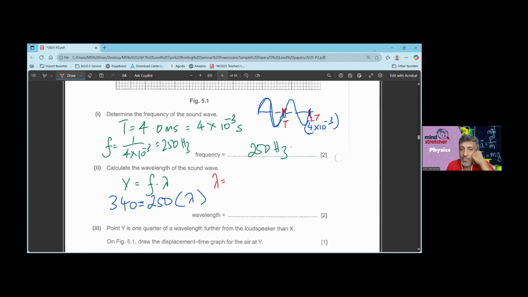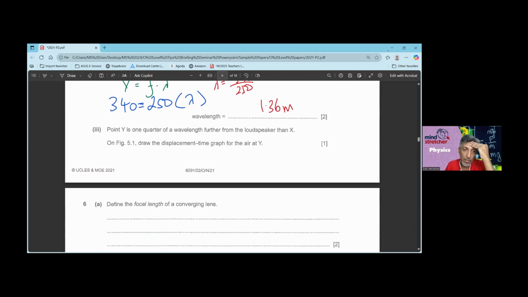Okay, so wavelength is 340 divided by 250, and you get 1.36 meters. If they give you the wavelength, yeah. If they give you the two waves and then the length, of course you have to divide by 2, because it's all based on one full wave, you see. So if they give you the length based on 2 waves, then you have to divide by 2 to get the wavelength.